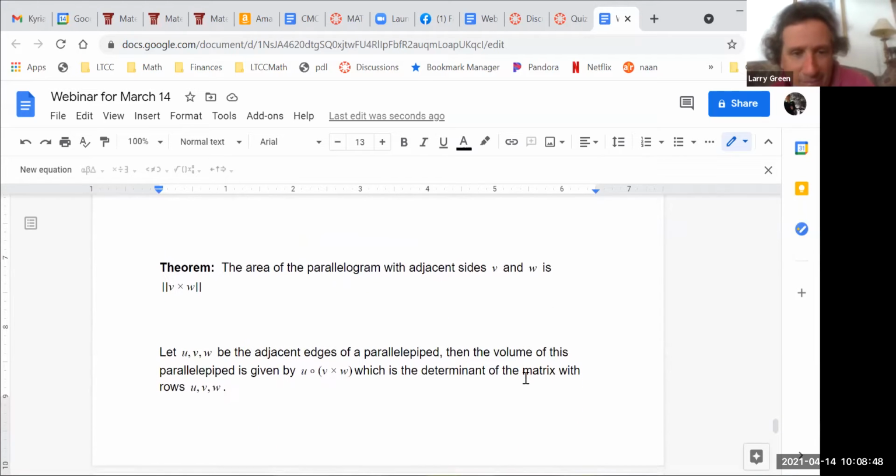All right. Next theorem. The area of the parallelogram with adjacent sides V and W is the magnitude of V cross W. Okay, and if U, V, and W are adjacent edges of a parallelepiped, have you heard that word before? Do you know what that is?